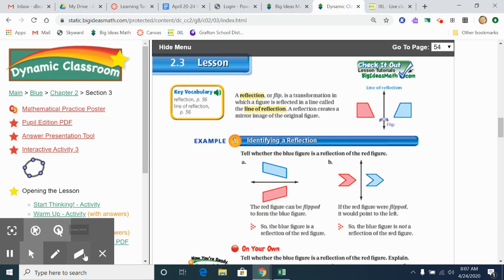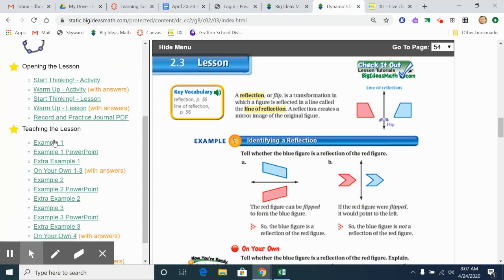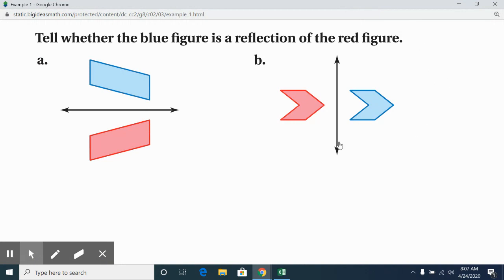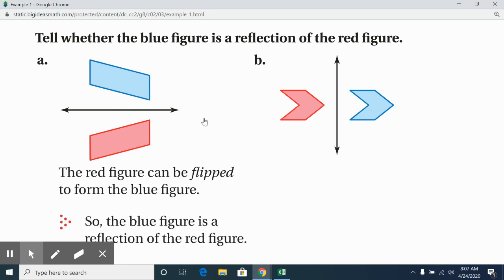So again, first things first, we just want to identify reflections quick. They're asking, given this line of reflection, is the blue figure a reflection of the red figure? Remember, it's got to flip over that line of reflection. So if I took this and I flipped it, would it land on this? Yes. In this case, the blue figure is a reflection.